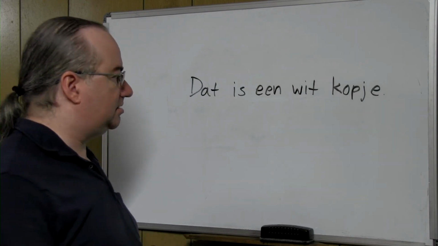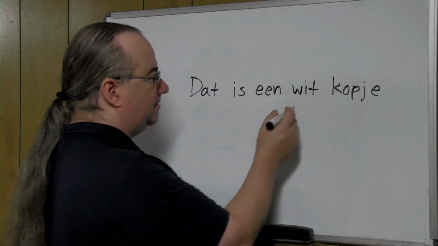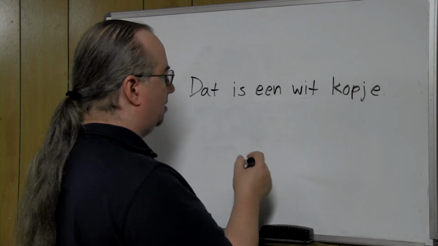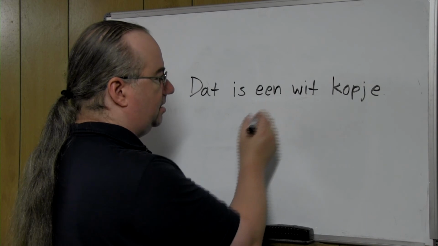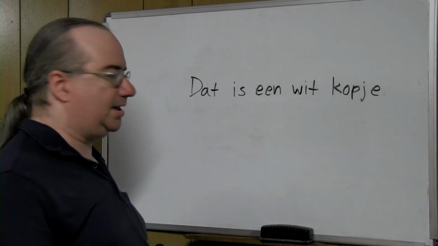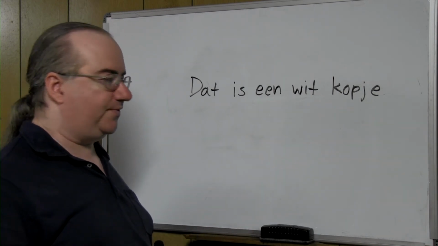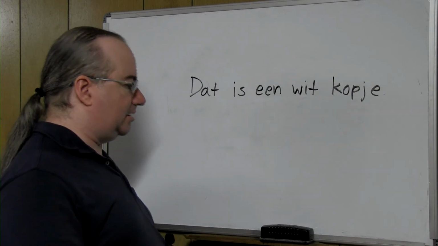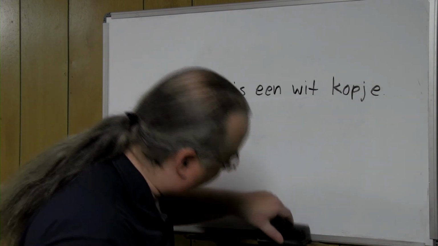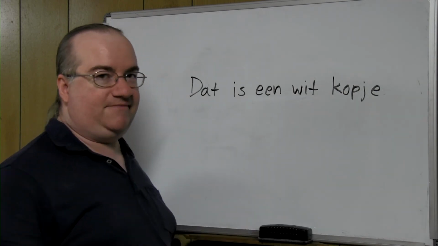Now in this sentence, dat is een wit kopje. That is a white cup. Well, een is an article, but it's an indefinite article. And for those, we don't add an E. I don't see a de, don't see a het, no possessive pronouns that I can find, so we're just going to leave it as it is.